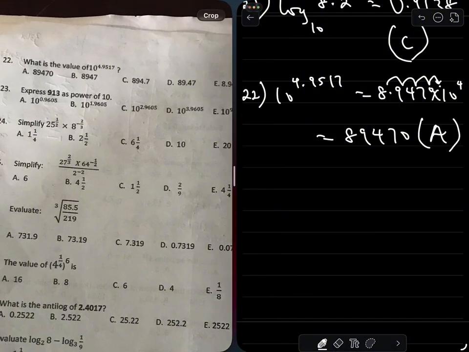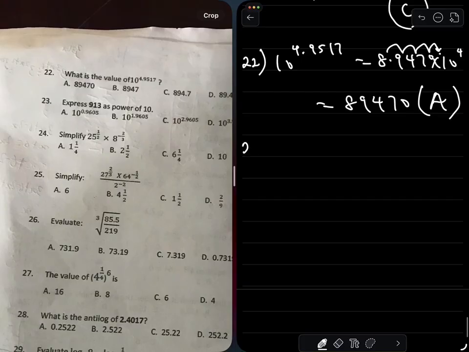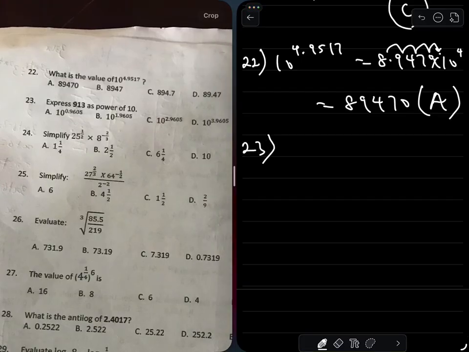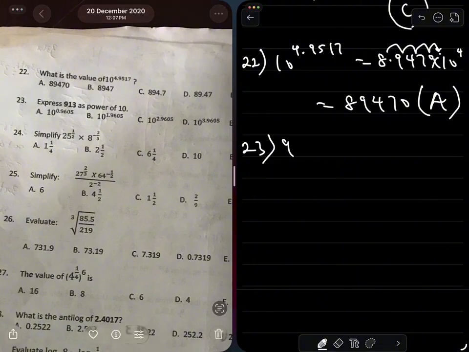Option A. Now 23. What's 23? Express 913 as the power of 10.